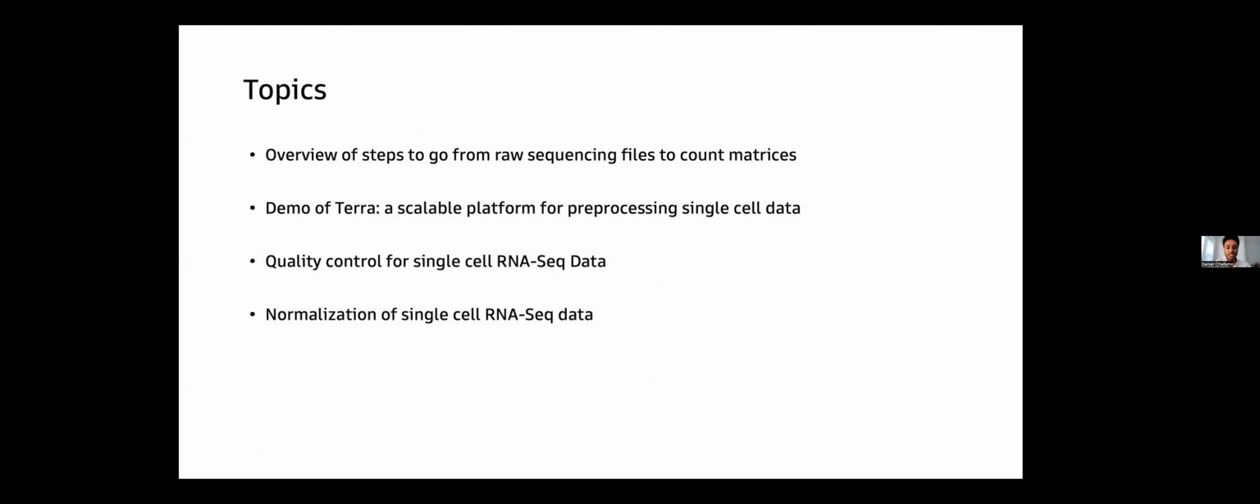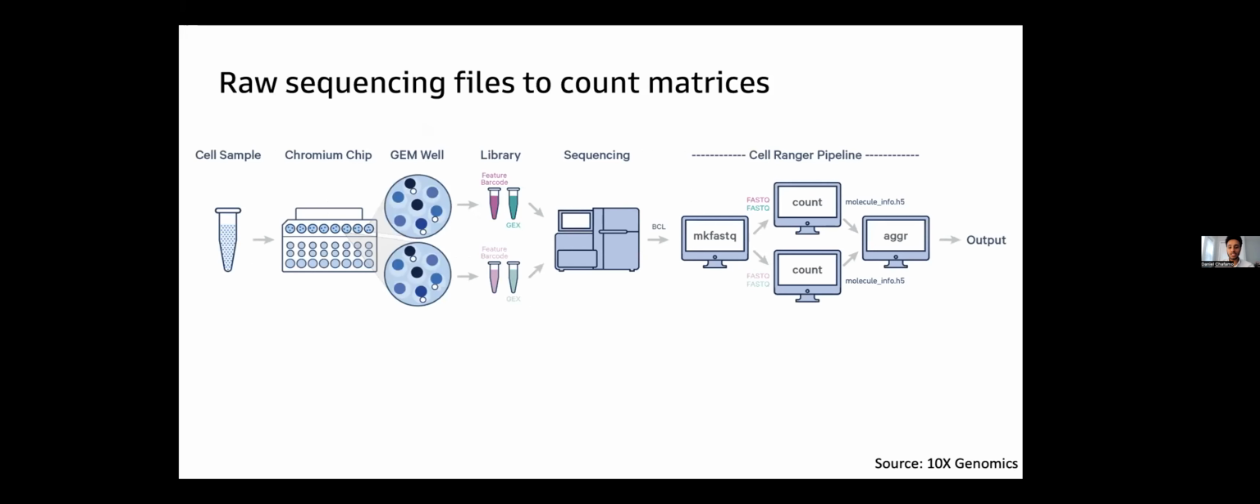What we're going to discuss today is, first, we're going to go over the steps that we need to go from raw sequencing files to count matrices. Then I'm going to give you a demo of Terra, which is one of the tools we use to orchestrate all of these pre-processing steps. And then we're going to discuss quality control and normalization. Okay, so raw sequencing files to count matrices.